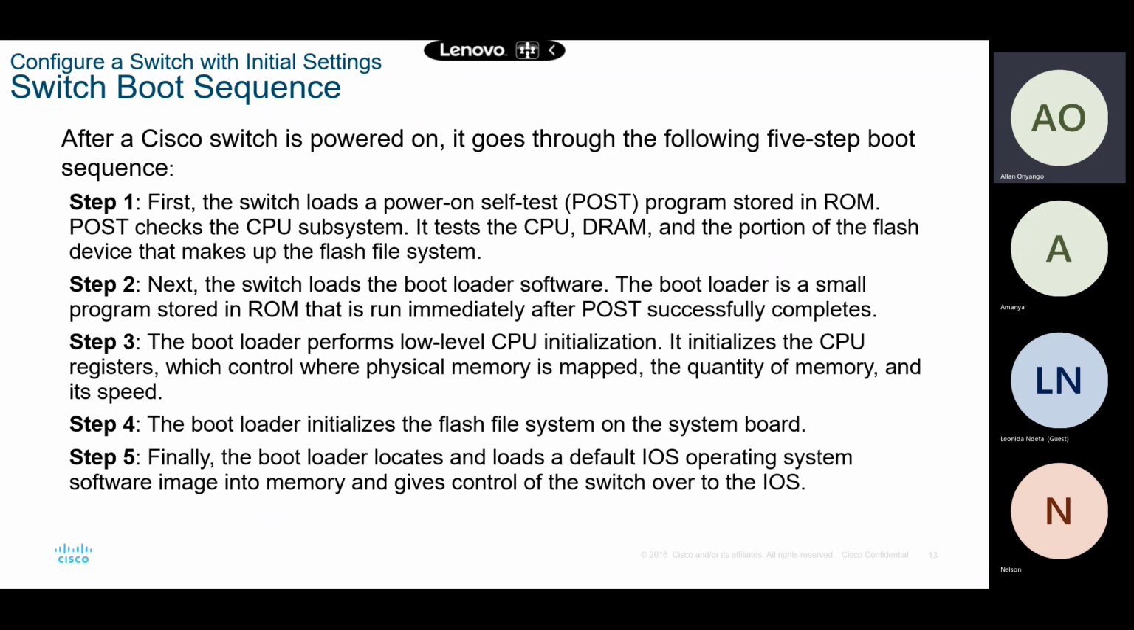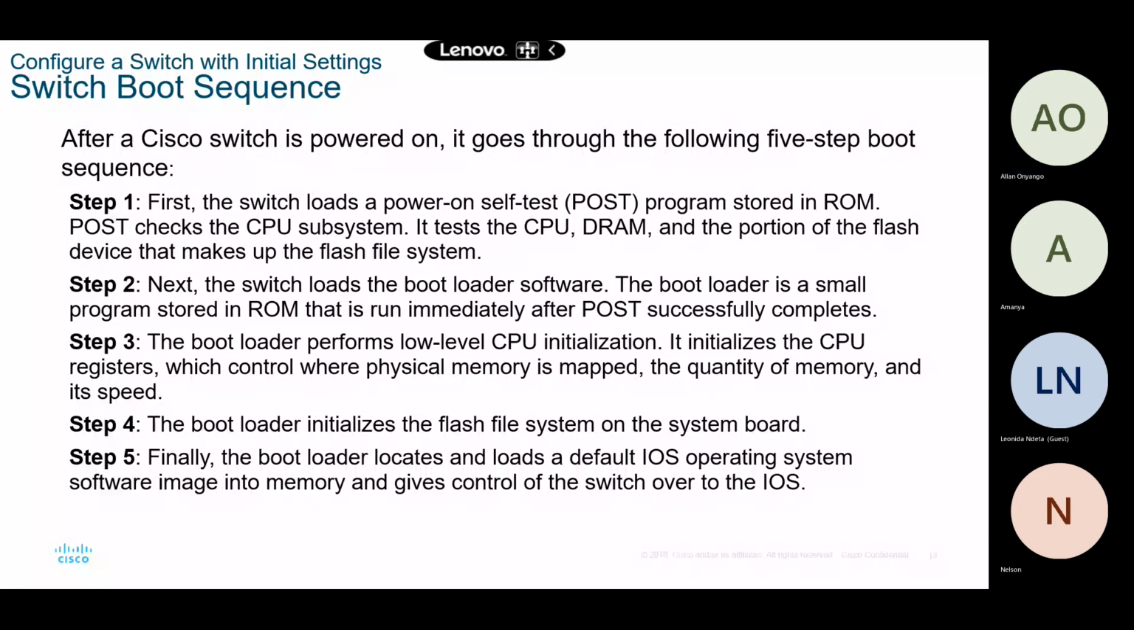Now, let's go back to the boot sequence. So first is the power on self-test program, which is loaded, and the POST will check the subsystems for the CPU. Okay, and it will test the different types of memories there, the CPU, the DRAM, portions of the flash memory, and all that.